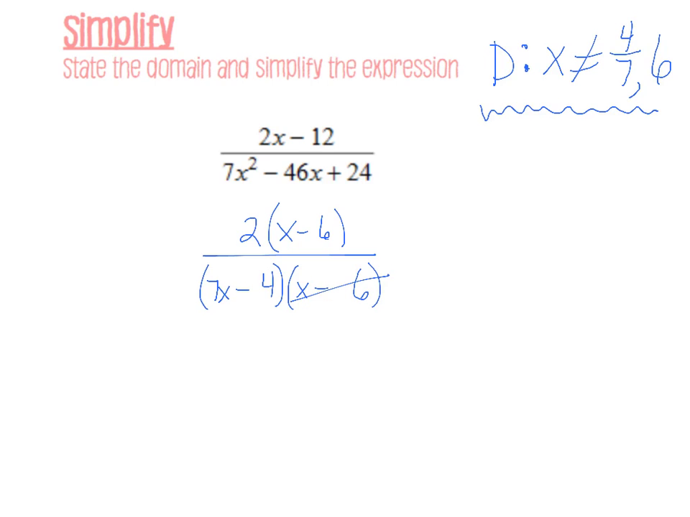I'm just going to cancel those out, and I'm left with a 2 over 7x minus 4. I do not get to reduce this 2 and this 4. This 4 is caught up in subtraction with the 7x. Final answer right here.